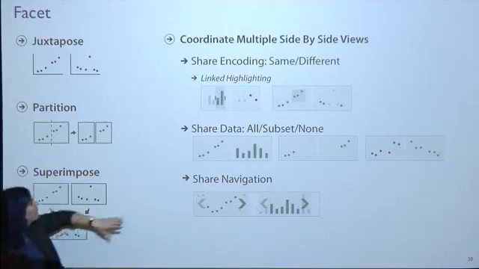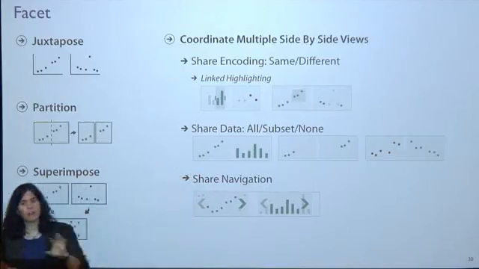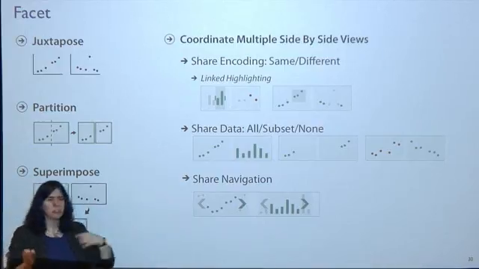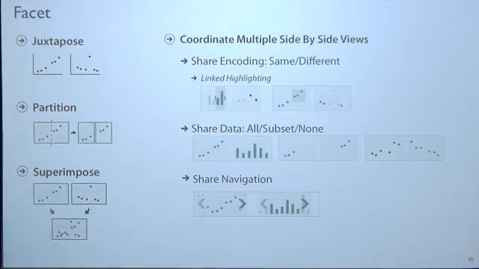Well, one question you can say is, am I going to visually encode the data the same way across the views or differently? And particularly if you've got different encodings, it can be very interesting to say, if I highlight a section in one view, how does that correspond in another? Another way to think about this is, are the views actually showing the same data? Or is one view a subset of the other? Or are they showing completely different data? And finally, you could actually also share navigation between the views. You could have linked navigation where navigating in one causes things to move in the other, or not.